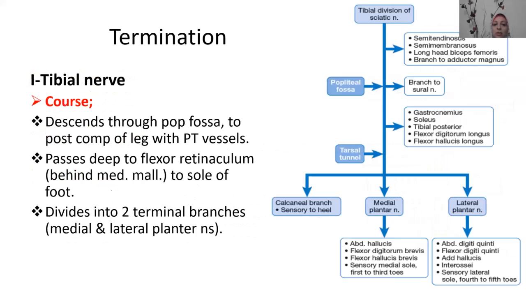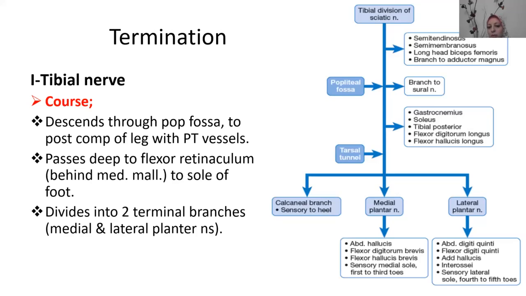So the termination of the sciatic nerve, as I mentioned, is into two parts. The tibial part, as I mentioned before, supplies the hamstring muscles except the short head of biceps in the thigh. Then it descends through the popliteal fossa and gives the sural nerve, and continues in the posterior compartment of the leg, accompanied by the posterior tibial vessels, where it supplies the gastrocnemius, soleus, tibialis posterior, flexor digitorum longus, and flexor hallucis longus. Then it passes deep to the flexor retinaculum behind the medial malleolus to the sole of the foot, where it divides into two terminal branches.